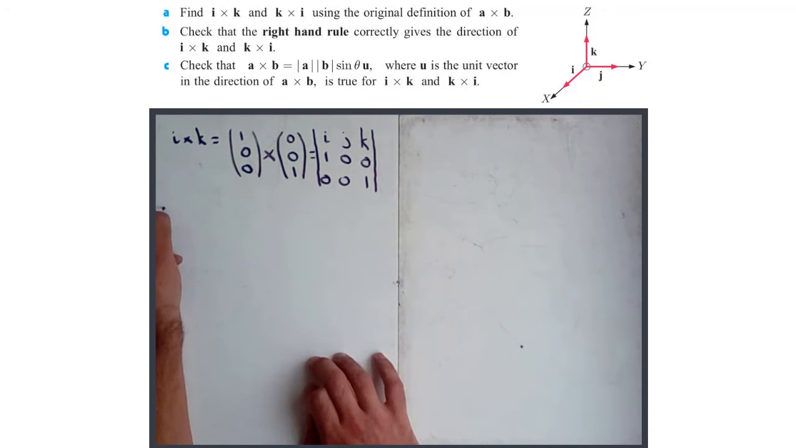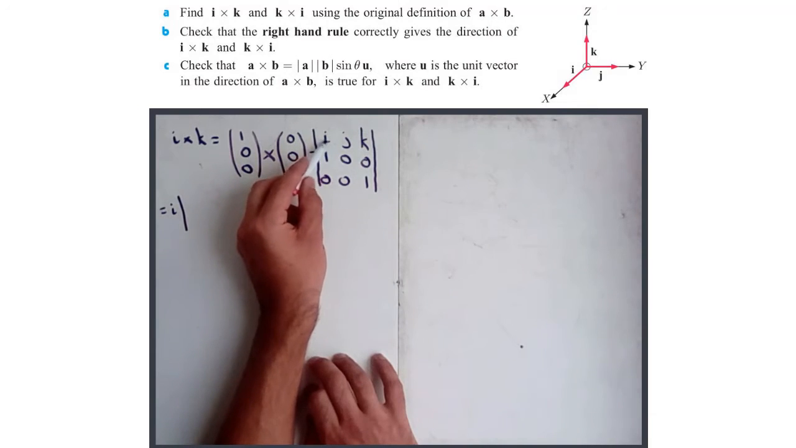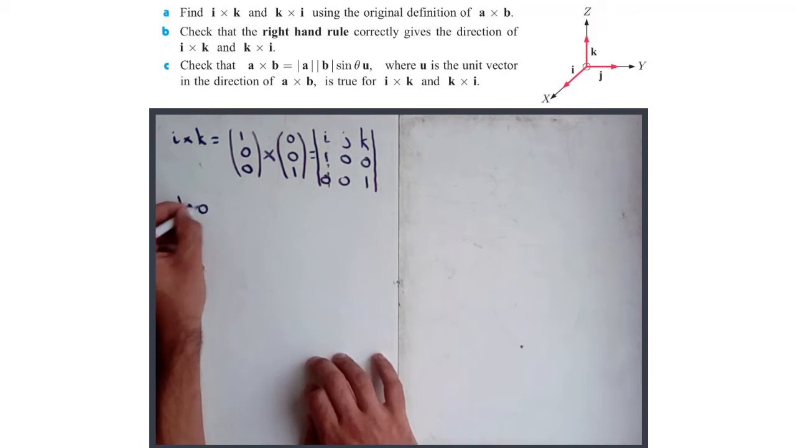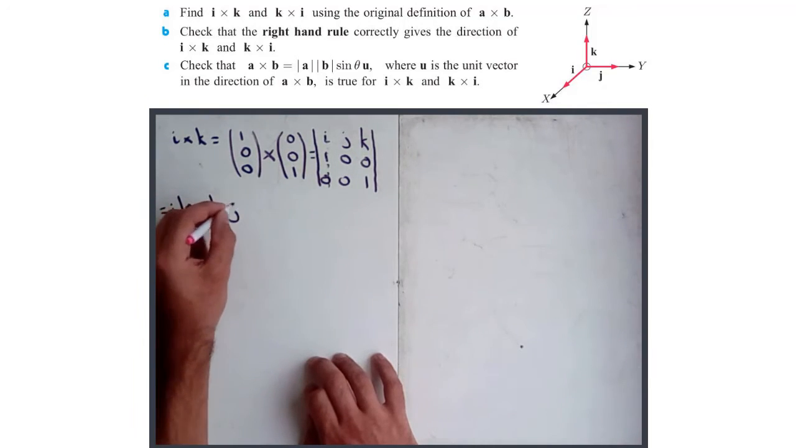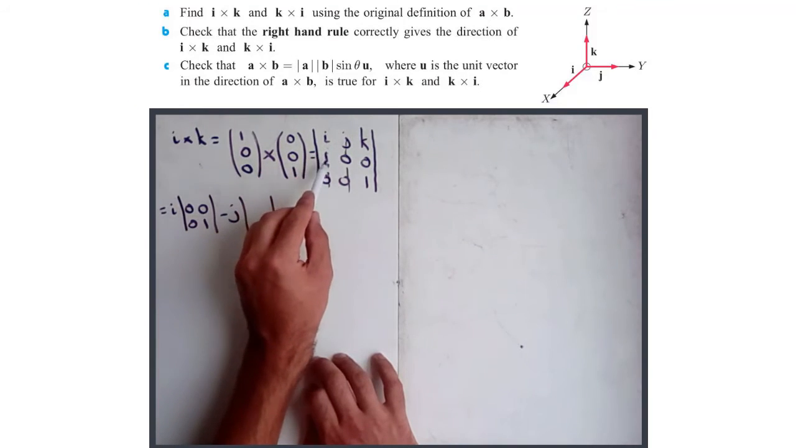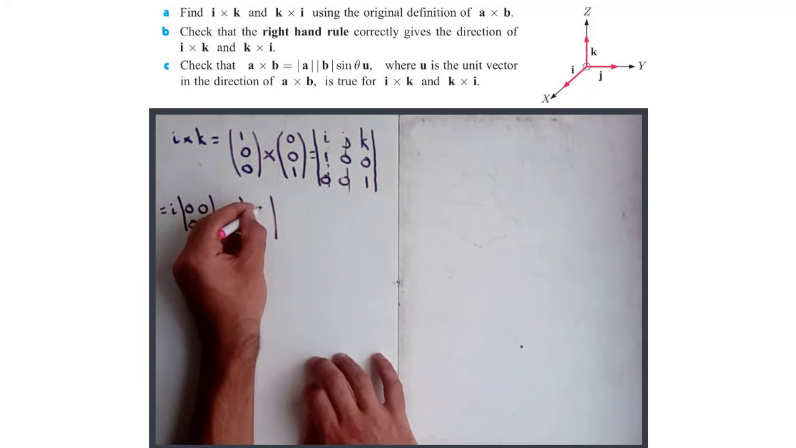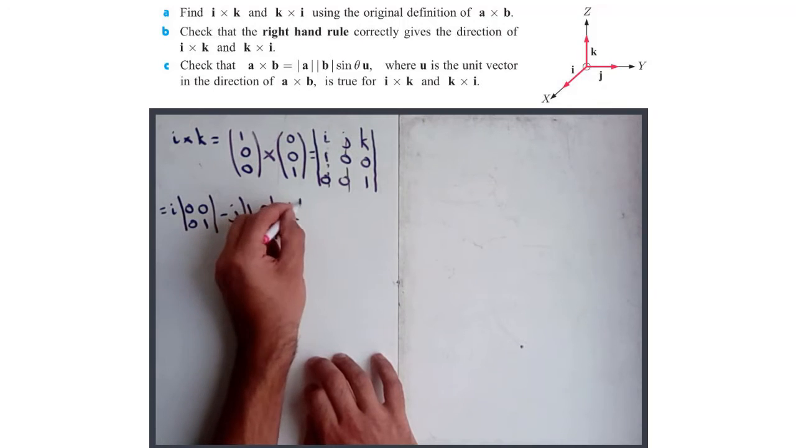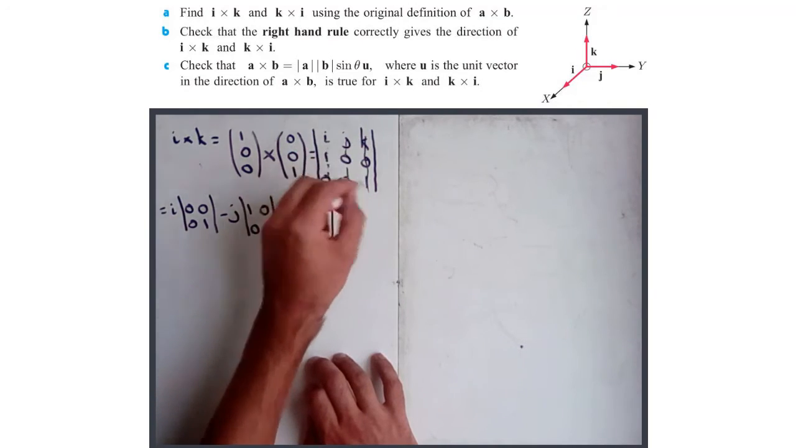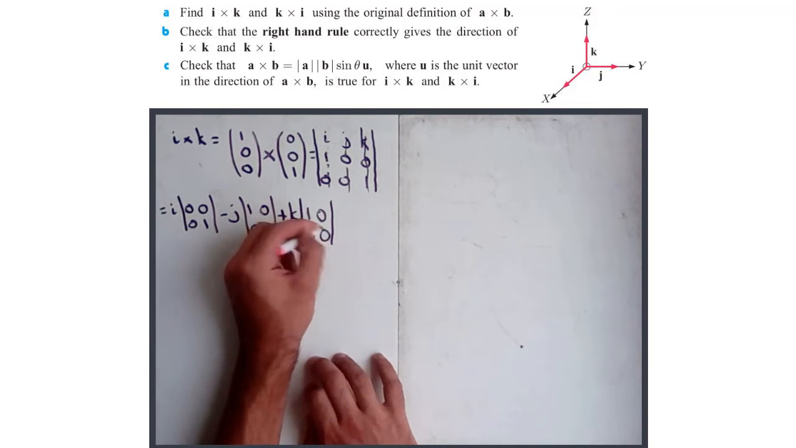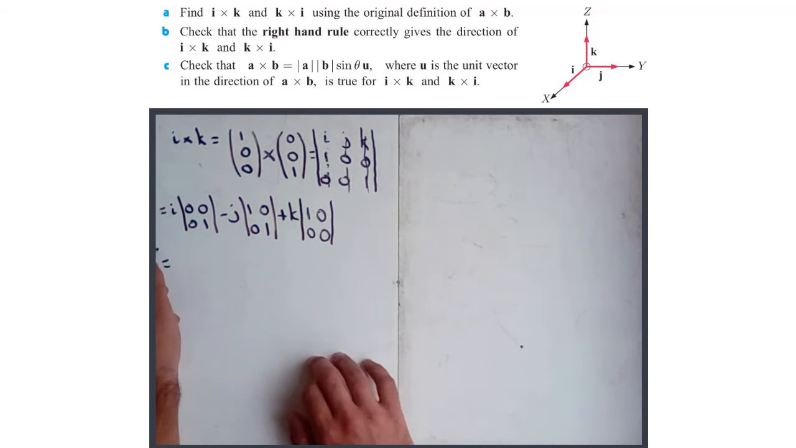Okay, so that equals i times the determinant of, if we just get rid of i's column, that leaves 0, 0, 0, 1, minus j times the determinant of, if we remove j's column, we have 1, 0, 0, 1. Remember, it's always minus j plus k. k times the determinant of 1, 0, 0, 0. Okay, so this will have a lot of zeros in, clearly.